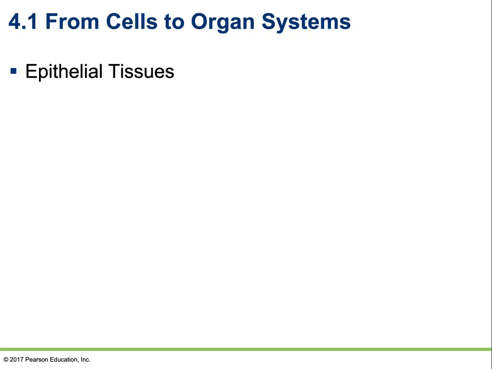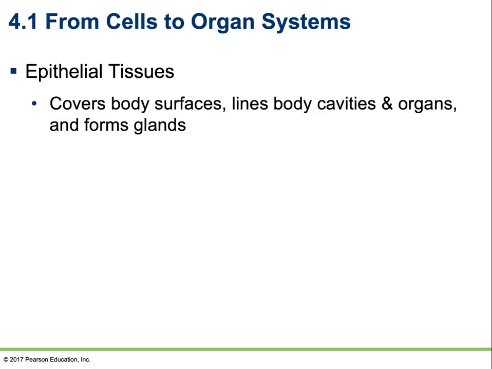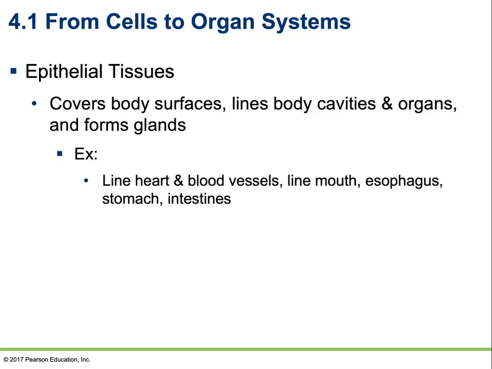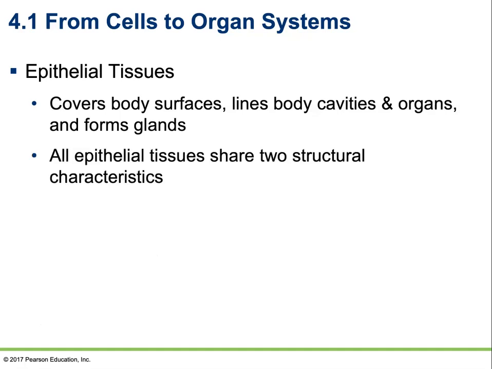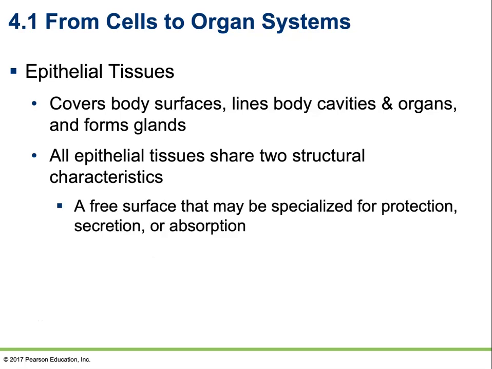Like we said before, epithelial tissues are going to cover body surfaces, line body cavities and organs, and form glands. And again, here are some examples: lining of the heart and blood vessels, the mouth, esophagus, stomach, intestines, covering skin, most of the thyroid, salivary, and sweat glands. One thing to note is that all epithelial tissues share two structural characteristics in general. One, it's going to be a free surface that can be specialized for protection or secretion, for example.